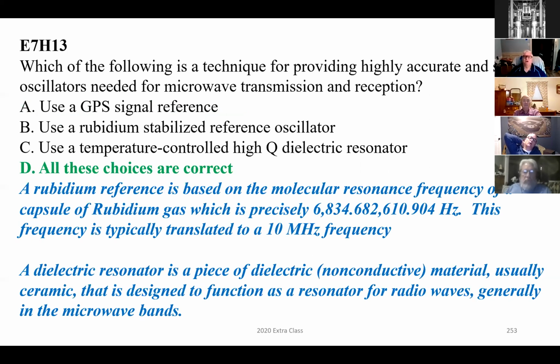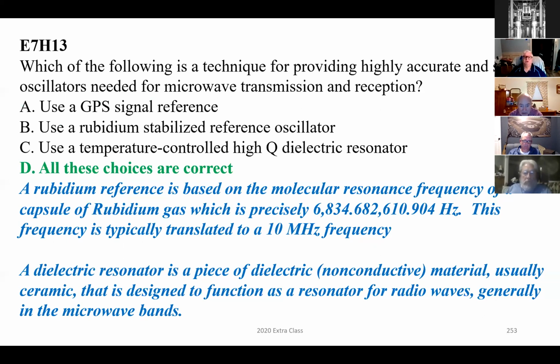Okay, which of the following is a technique for providing highly accurate and stable oscillators needed for microwave transmission and reception? D would be the answer for this. All is correct. I'll read them off: use a GPS signal reference, use a rubidium stabilized reference oscillator, and use a temperature controlled high Q dielectric resonator.